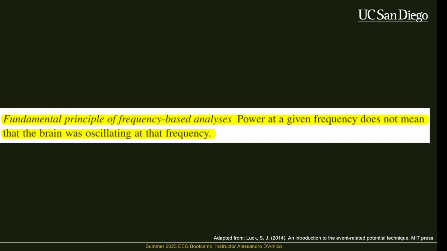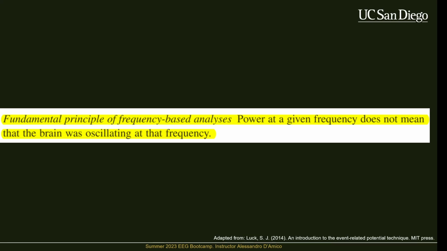So I'm just going to say it again. Power at a given frequency does not mean that the brain was oscillating at that frequency. There are other ways that you can determine that the brain was oscillating at that frequency. Ironically enough, one of the ways to tell is by looking at the time domain signal, and if you can just see an oscillation, if it actually looks like it's behaving like some sort of sinusoidal oscillation, then you can say, okay, the brain actually was oscillating at this frequency.